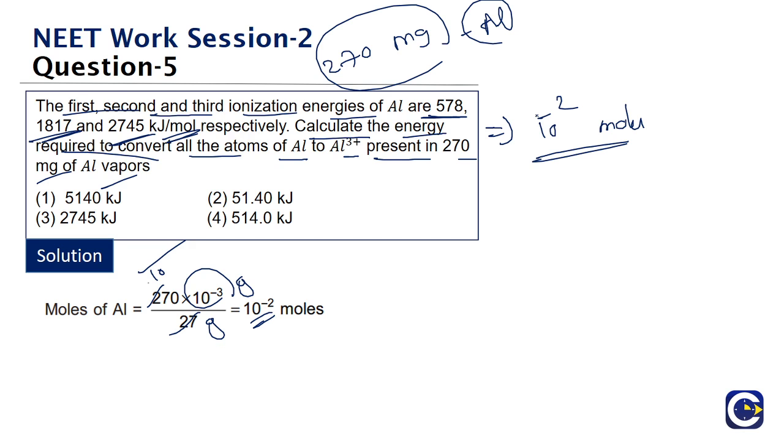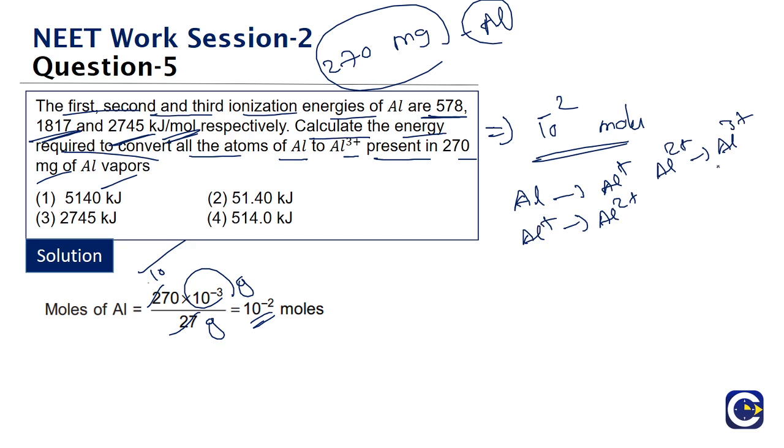We are trying to convert all the aluminum atoms into Al3 plus. They are giving us the first ionization energy, second ionization energy and third ionization energy. Means for the removal of one electron, aluminum to become Al plus, it requires how much energy? 578 kilojoule per mole. Al plus to become Al2 plus, it requires how much energy? 1817 kilojoule per mole. Al2 plus to become Al3 plus, it requires how much energy? 2745 kilojoule per mole. Okay.